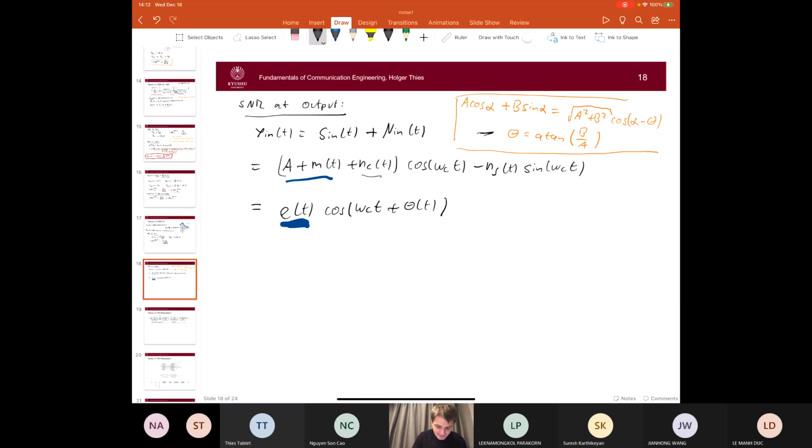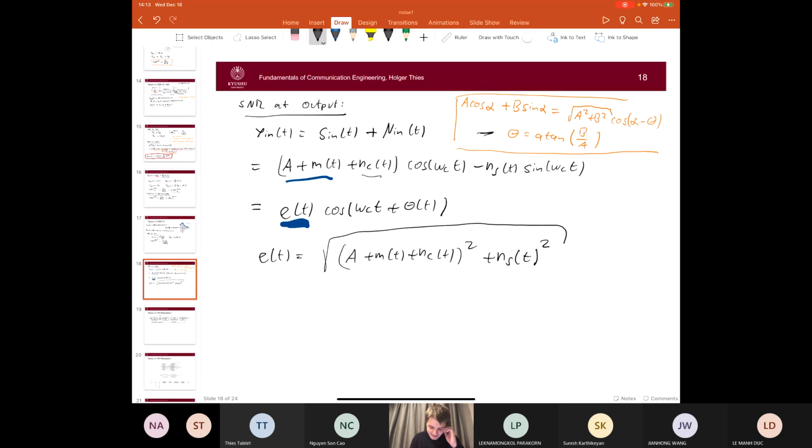Okay, so what is E of t? Well, E of t is the square root of the factor in front of cosine squared plus the factor in front of sine squared. So what we will get is the square root of A plus m of t plus nc of t, squared, plus ns of t squared.